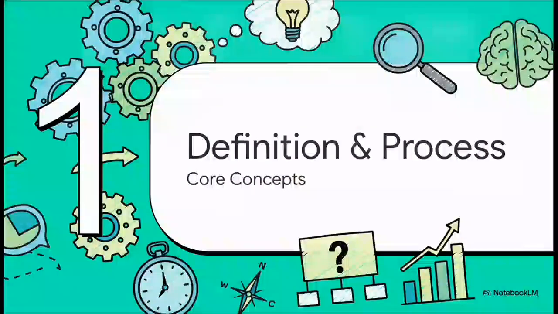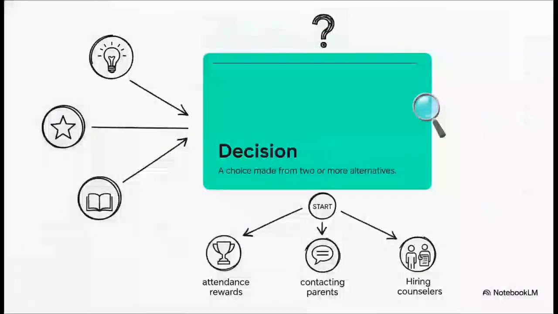All right, section 1, core definition and process. Let's strip it down to the absolute basics and define what a decision actually is before we look at how it plays out in the field. So, what is a decision? It's simply a choice made from 2 or more alternatives. Notice the word alternatives there. It's crucial. If you only have one possible path forward, well, you aren't actually making a decision, are you?